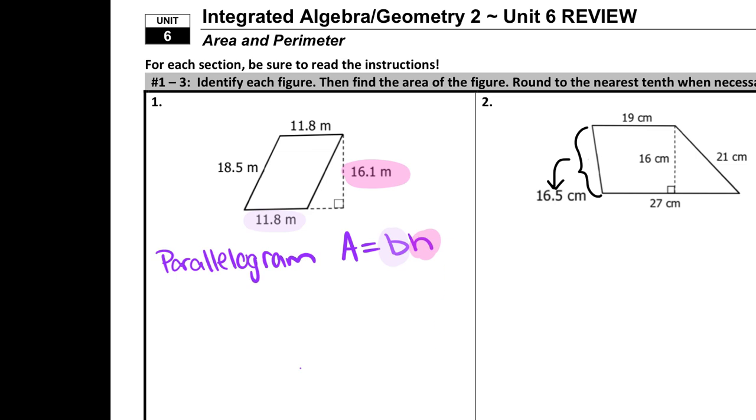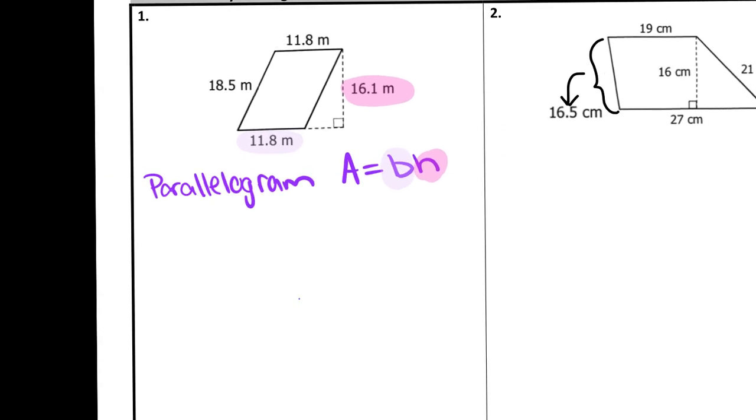And then for your perimeter, you're going to add up all of your sides. So remember that whatever this side is, the opposite side is also. So this slanted side is 18.5. So you're going to add those four sides together.